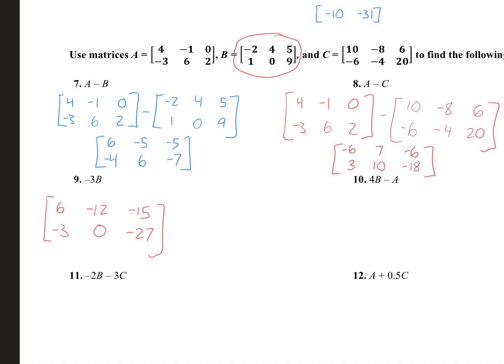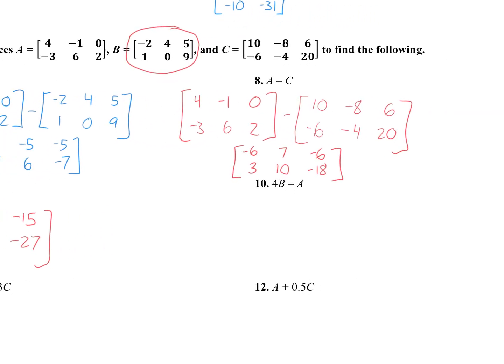All right, on number 10, we have a scalar of matrix B. Matrix B gets multiplied by 4, and then we have to subtract A from that. All right, so I'm going to go ahead and just multiply matrix B by 4 right now. So I get negative 8, 16, 20, 4, 0, 36, minus, and let me rewrite matrix A.